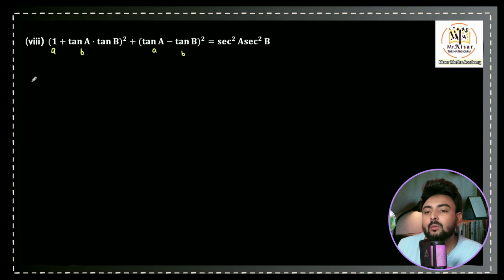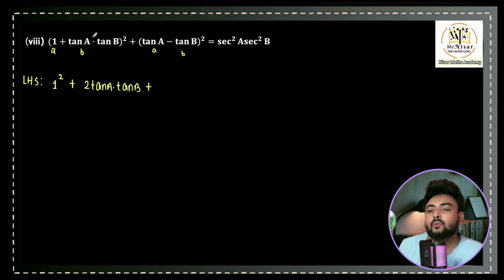(A plus B) whole square becomes A square. So I'll take the left hand side. A square plus 2 into A into B plus B square. So B is what here? B is tan A into tan B. Its square means tan square A into tan square B.